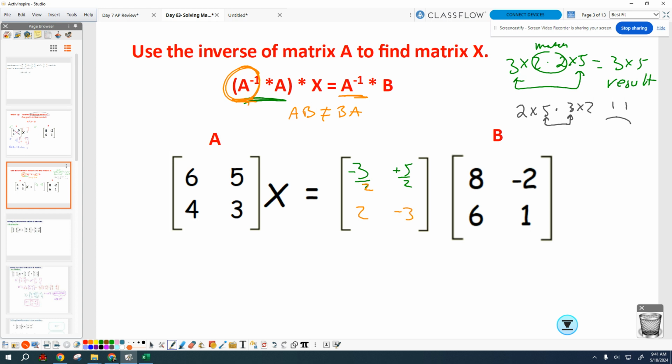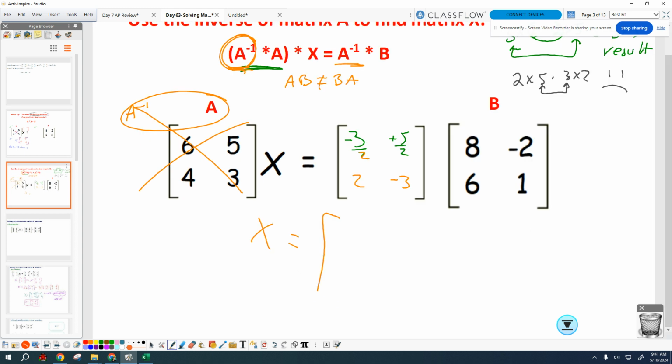Sarah, are we okay? And on this side, we multiplied by A inverse. A times A inverse goes away. So when I do this multiply, I'm going to get the answer of X. Monica, what are the dimensions of my result going to be? 2 by 2.